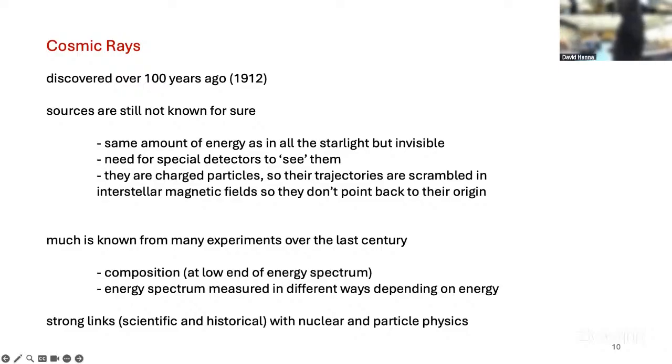However, we've been looking at these things for over 100 years, and we know the composition at low energy, because we've been able to get instruments up into space that can detect them and measure them quite precisely. We know the energy spectrum all the way out to 10 to the 20th electron volts, which if you can't relate to that, just take a lead brick and drop it on your foot.